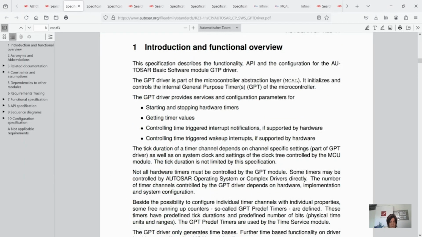But nevertheless, not all hardware timers must be controlled by the GPT module, making it even more complicated. Some timers may be controlled by the AUTOSAR operating system or by complex drivers directly. And especially complex drivers are an issue we'll discuss later in a separate meeting, where you have the problem that you're interfering with other drivers, and you need a lot of understanding of the whole basic software of AUTOSAR. Not everything, but a lot, especially the microcontroller dependent part. So for complex drivers you will require deep microcontroller abstraction layer know-how, and you will have to see how the timers are distributed and other resources, so that you handle it correctly.